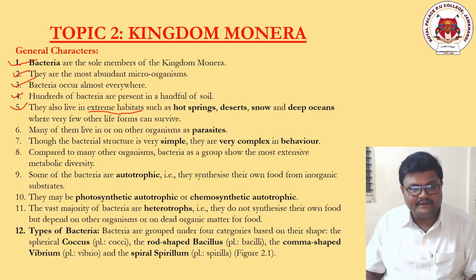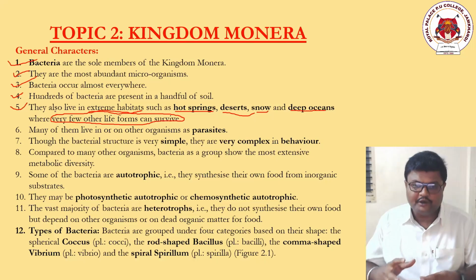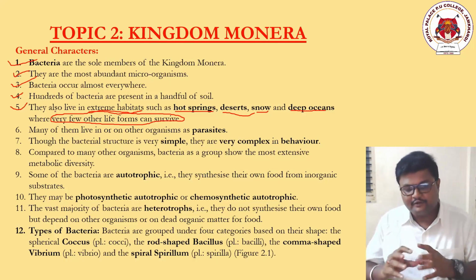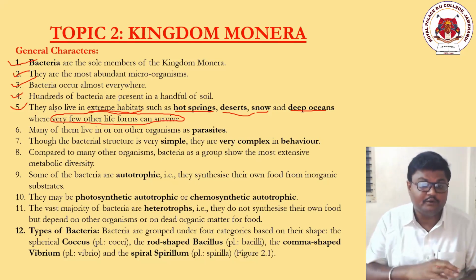Now, once again I am telling you that they also live in extreme habitats such as hot springs, deserts, snow, deep oceans, where very few other life forms can survive. Which means that this is also an important point here, that very few organisms can survive in this. If considering an example of a desert, I can take the example of the camel. Camel and camel-like organisms. I am not saying huge in structure. I am saying that those organisms which can tolerate that kind of huge temperature can survive in those places, because for so many years these organisms have adapted themselves with respect to those particular environments.